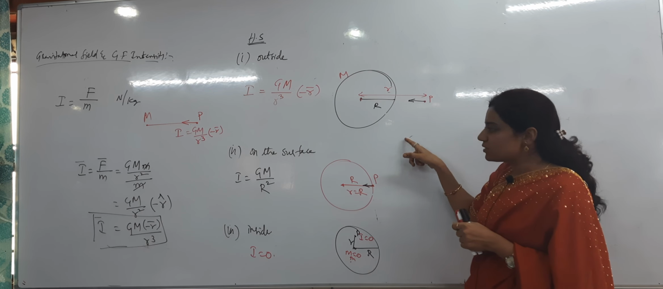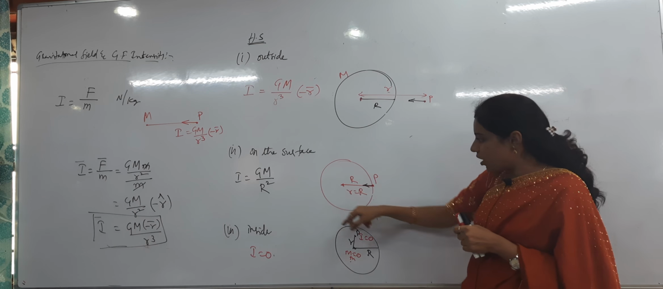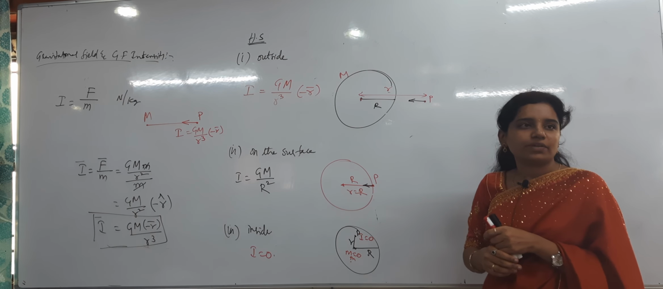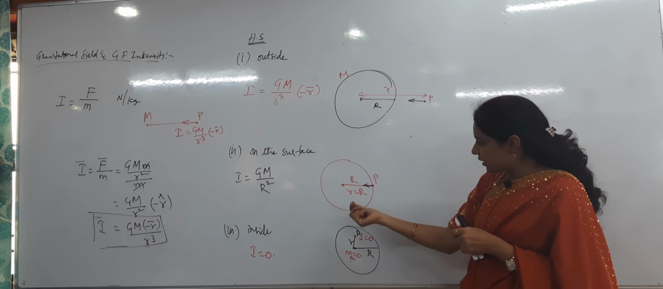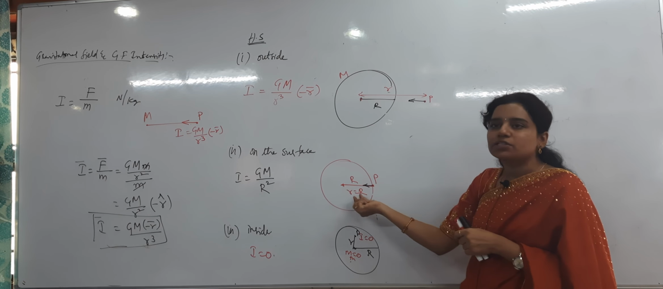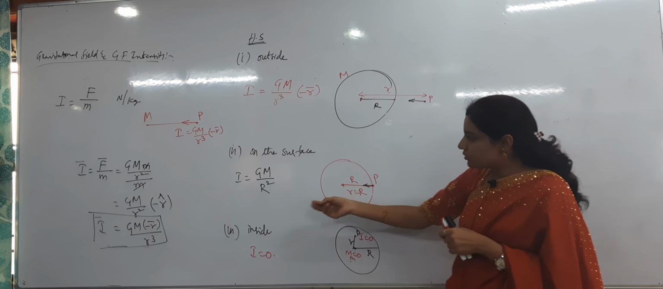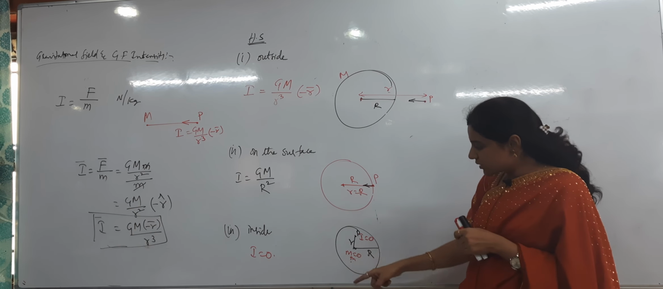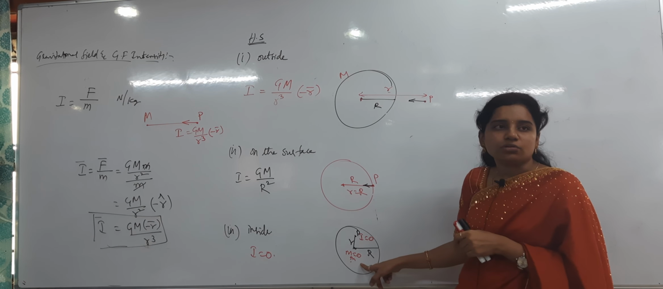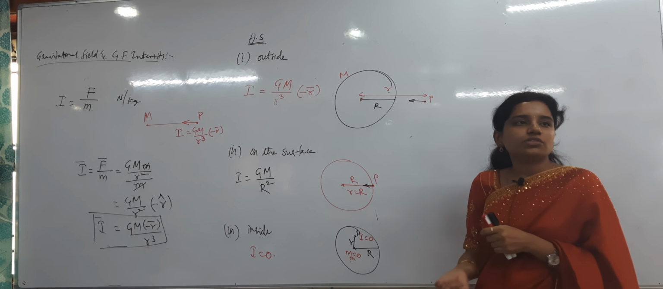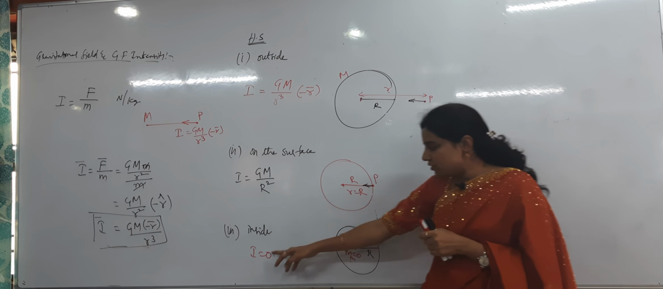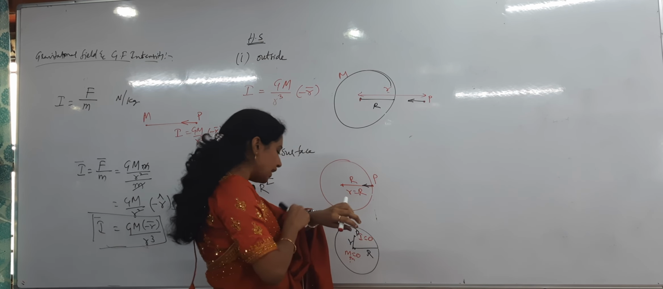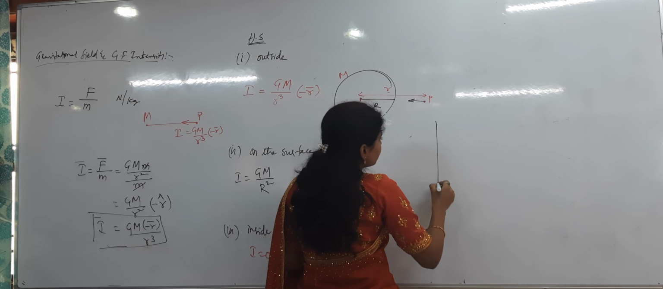Then the next case we are discussing is on the surface. On the surface, the maximum mass will be there for us, and the distance is small r equals capital R only. So directly I equals Gm by r square. Next, inside, the mass is 0. If there is no mass, there is no gravitational field. So I equals 0 here.